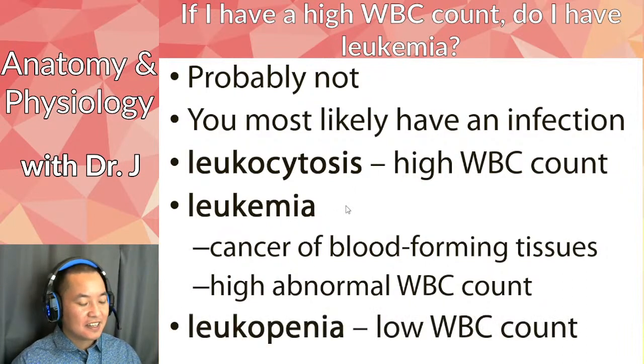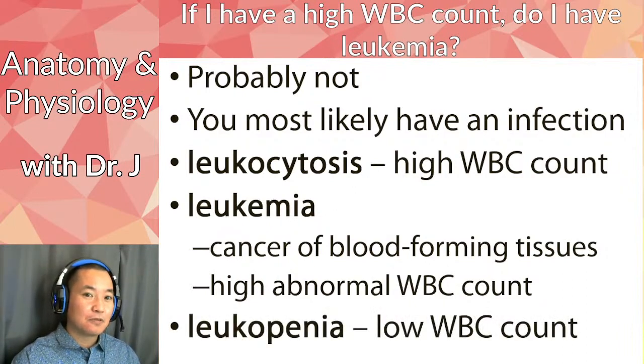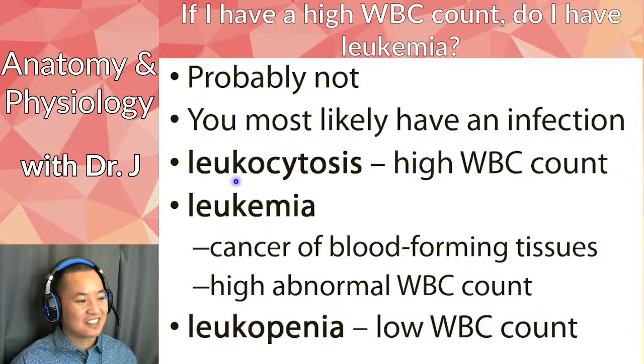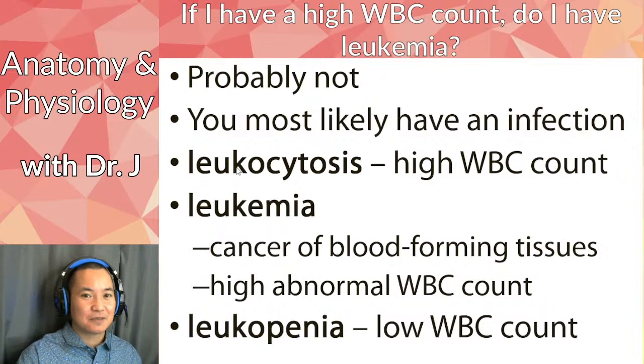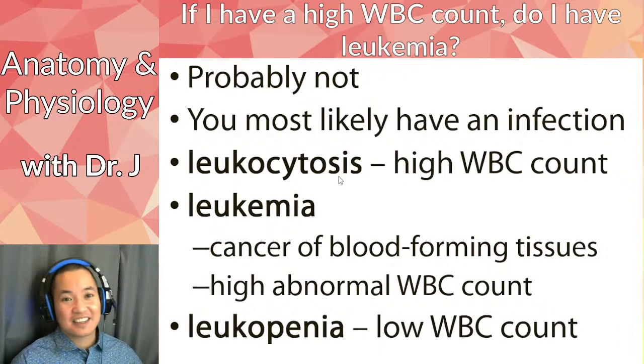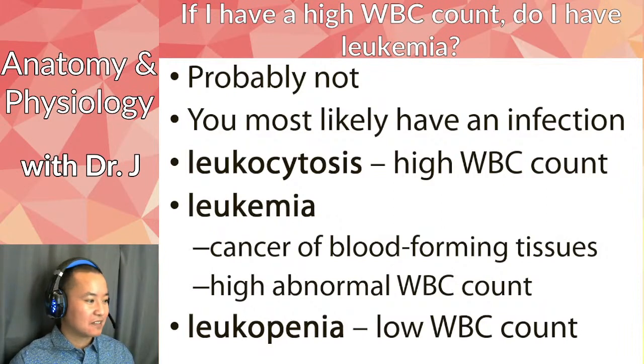And leukopenia is a low white blood cell count. So again, it all has the root word leuk in it, meaning white. But the suffix, the ending part, sounds similar, but they're not the same. So again, just like thrombocytosis and thrombopenia are an abnormally high or an abnormally low platelet count, respectively.